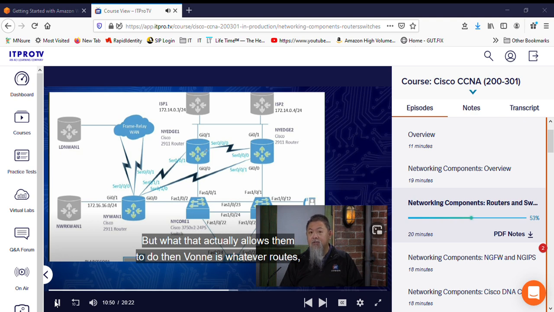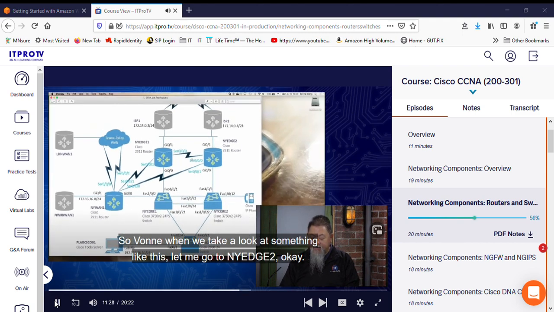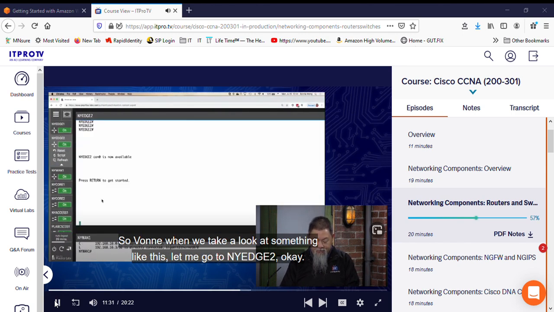But what that allows them to do then, Vaughn, is whatever routes were learned by the routing protocol on NY Edge 1, if the other one has a connection to it, so this one has multiple connections, as you can see, going across from NY Edge 1 to NY Edge 2. If this is running the same routing protocol and it has a network in common with it, well, it too can learn about routes that it doesn't know about from NY Edge 1. So that means that it's not statically configured, but these two routers can begin to exchange and learn routes from each other.